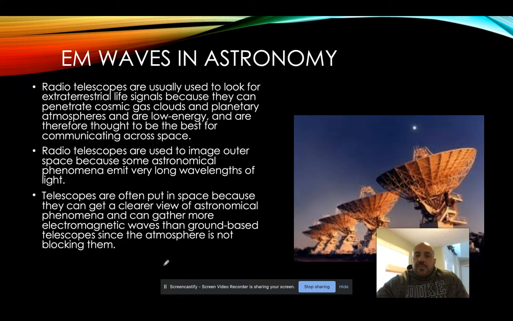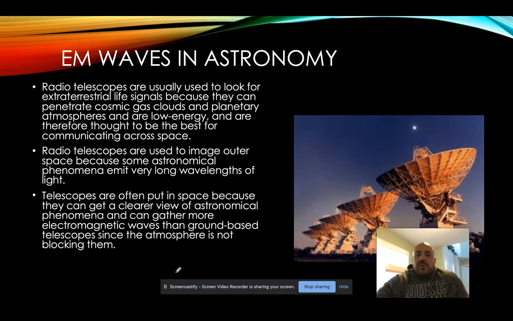The last slide of this objective. How are EM waves used in astronomy, so in outer space? Well, radio telescopes, believe it or not, are usually used to look for extraterrestrial life signals. We don't know if anything exists out there, but we're always looking, and we use radio telescopes to do it. These things are gigantic. You can see in the picture how big they are, but the reason they're so big is they are trying to capture radio waves, which sometimes are as long as soccer fields. So they need to be big to catch that.